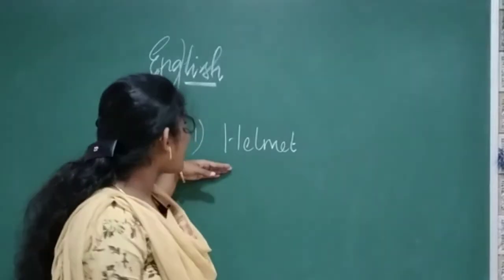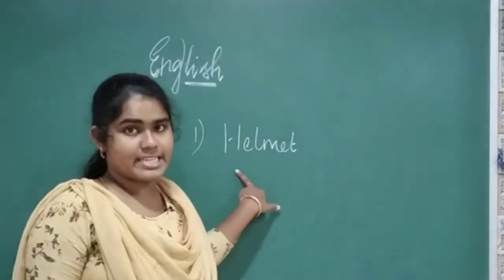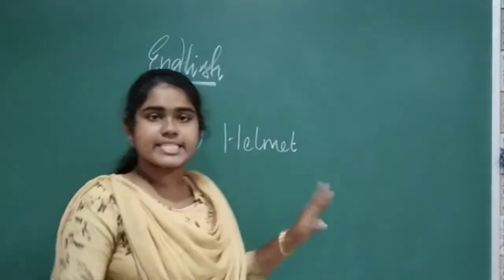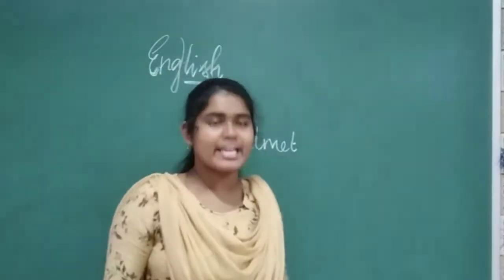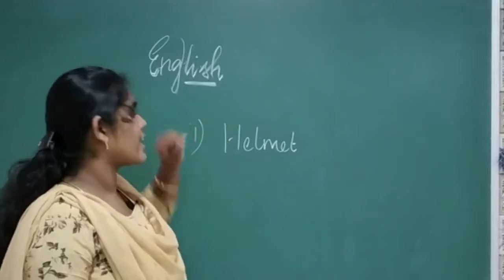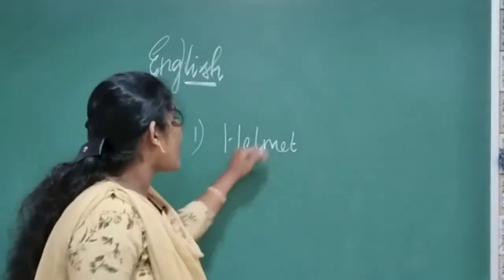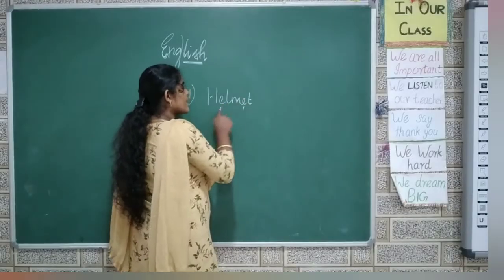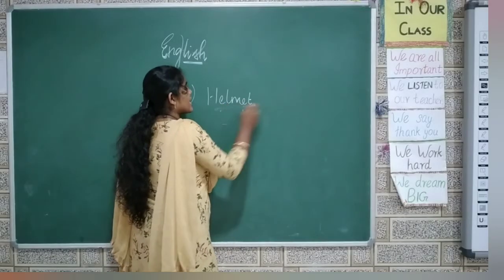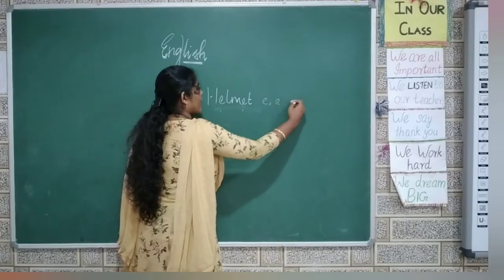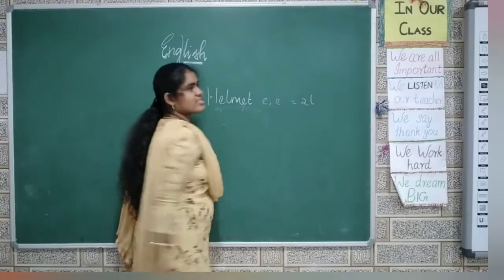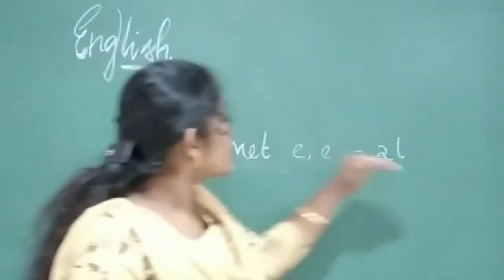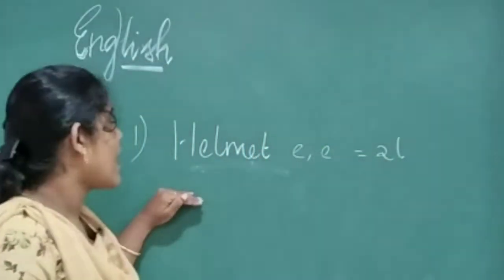So here, totally how many letters in this word? 1, 2, 3, 4, 5, 6. 6 letter word. Clear? And then you have to pick vowels from that. So I know that there are only 2 vowels. What are they? E and E. So we have 2 letters. How many vowel letters are there in helmet? 2 vowel letters are there in helmet.